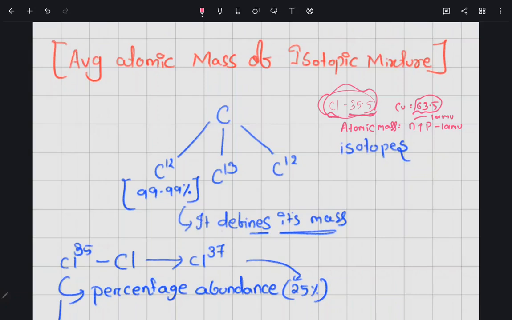How? Let us understand. Here you see carbon has three isotopes, which are C12, C13 and C14. Three different isotopes. But the C12 isotope is around 99.99% of abundance on the surface of Earth. So this C12 is actually defining the mass, and usually we write carbon's atomic mass as 12.